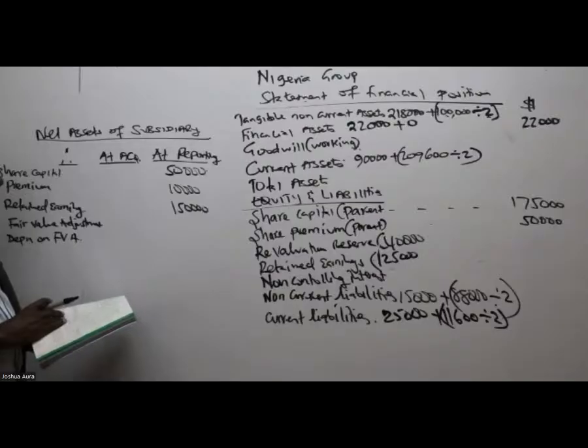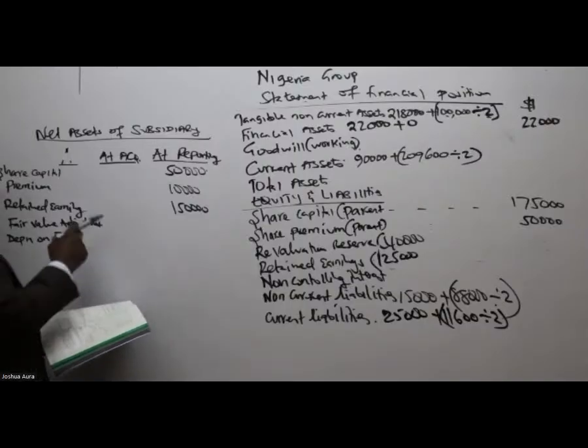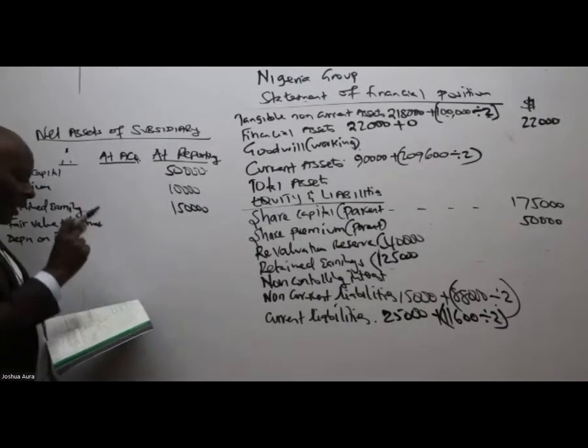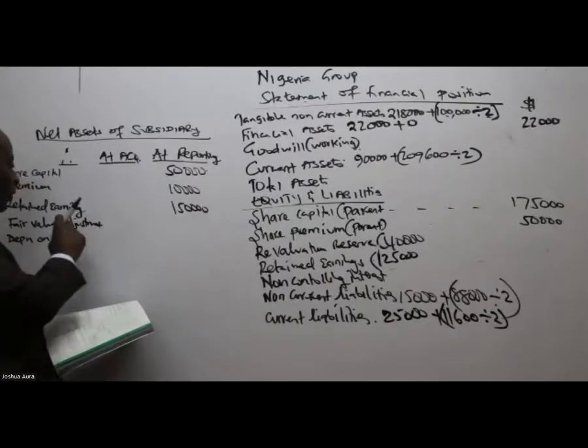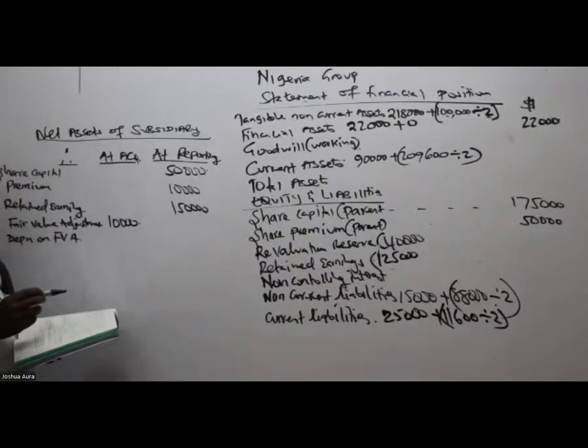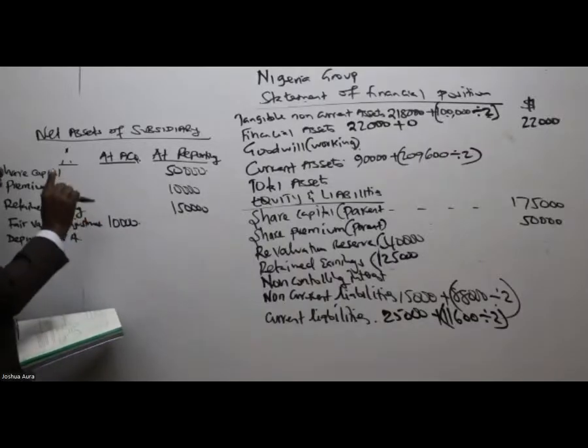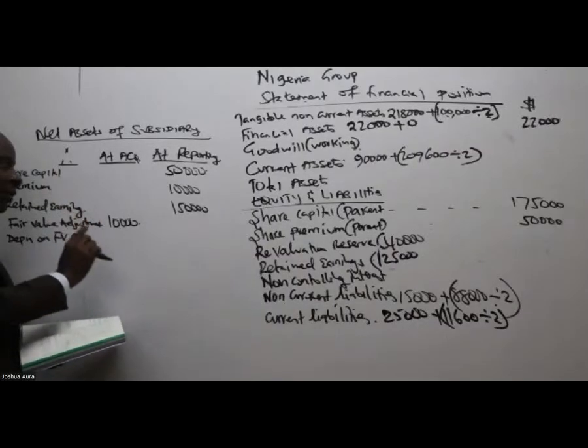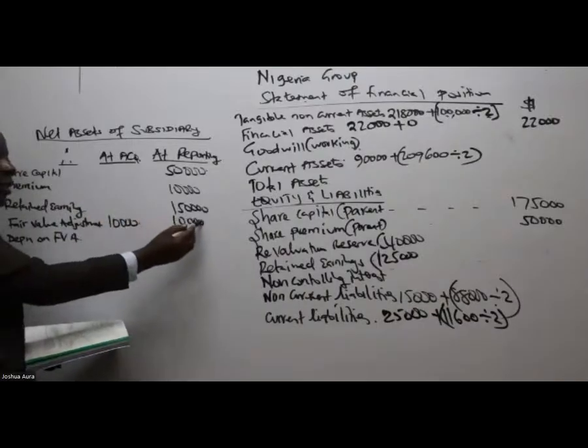And then do we have any fair value adjustment? We do. If you look at note number 2, at the date of acquisition, the fair value of Lagos non-current assets, which at that time had a remaining useful life of 10 years, exceeded their book value by DN 10,000. So the fair value adjustment at acquisition is 10,000. And fair value adjustment at acquisition must always be equal to fair value adjustment at reporting, so 10,000 again.